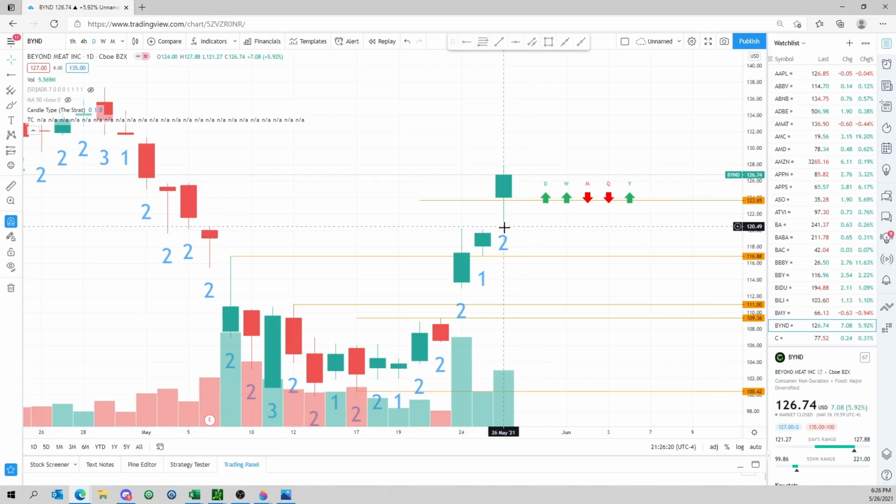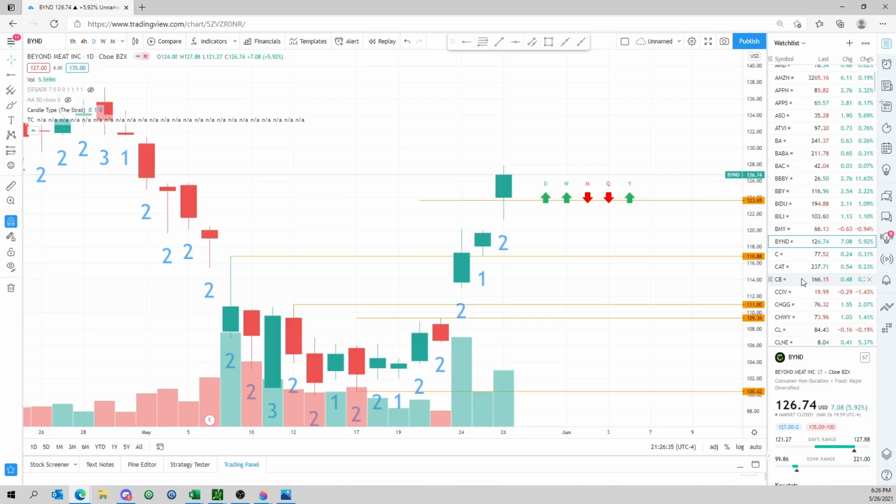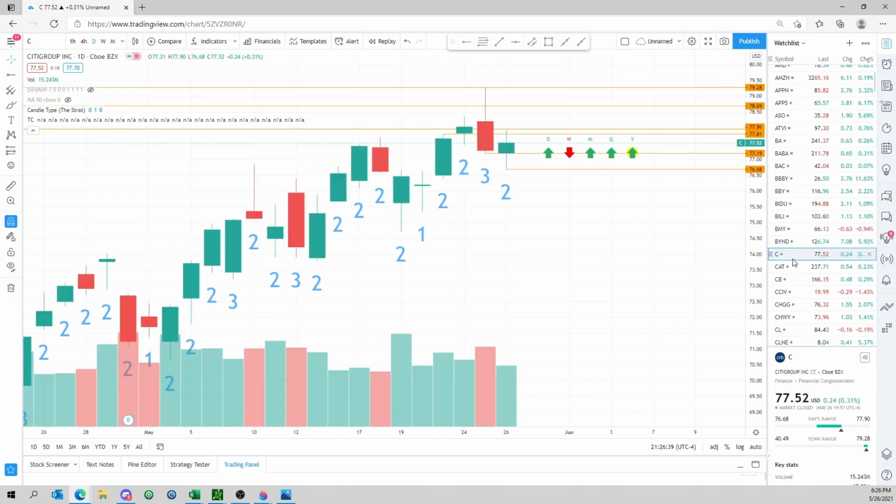Here, even though this gapped up, this is still a 2 up candle. It broke the previous high. So still a 2 up candle. A lot of people ask about that. Let's see. So those are how we find our entries, the top and the bottom of candles.